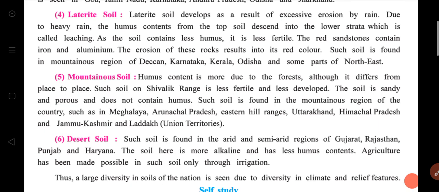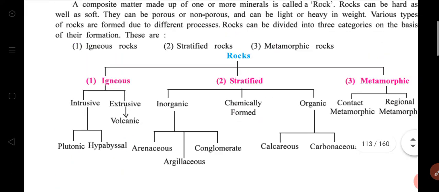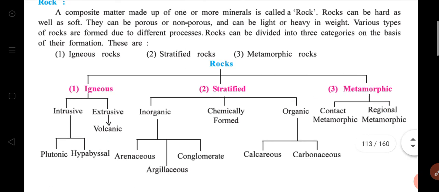Complete? Okay. Now we start the revision of this chapter. Rock: composite matter made up of one or more minerals. It is called rock. It can be hard as well as soft. There are three categories on the basis of their formation: stratified, metamorphic, igneous.